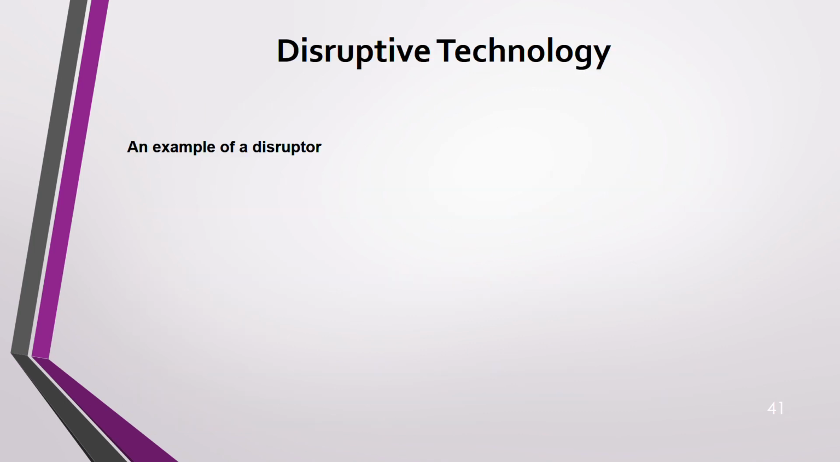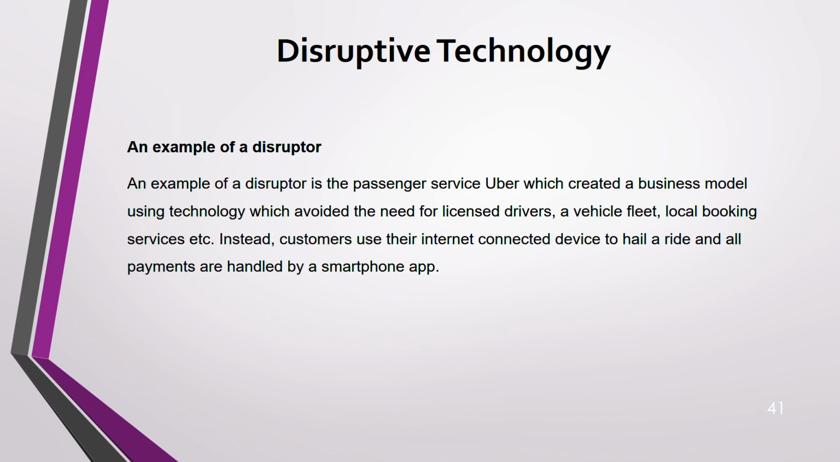Now we are moving to the last topic, that is disruptive technology. What is an example of a disruptor? Uber. You all must have heard about Uber. It is an example of a disruptor technology, right? Uber gives a passenger service.